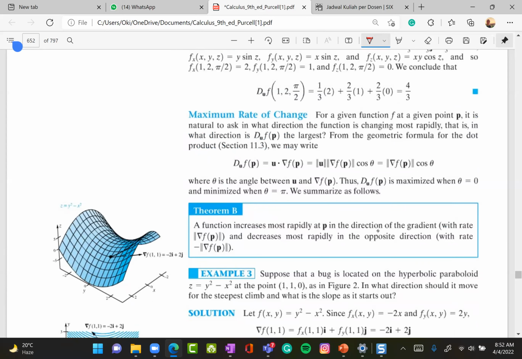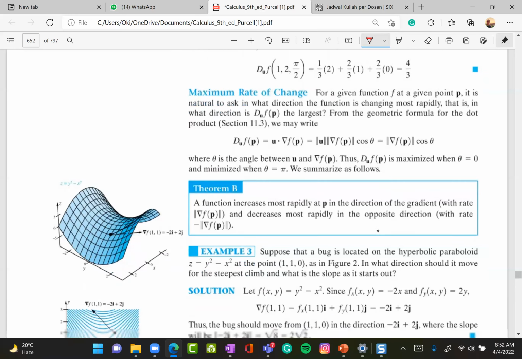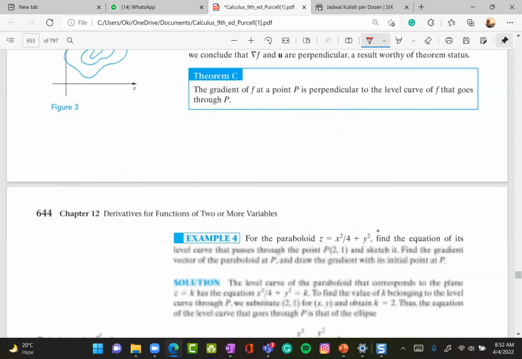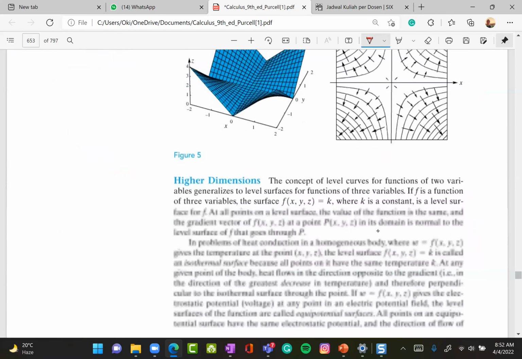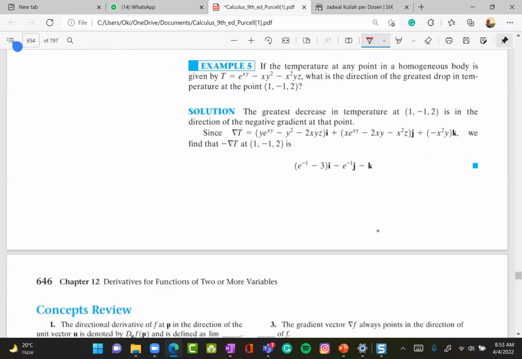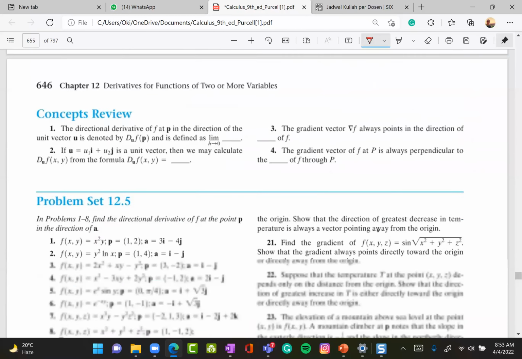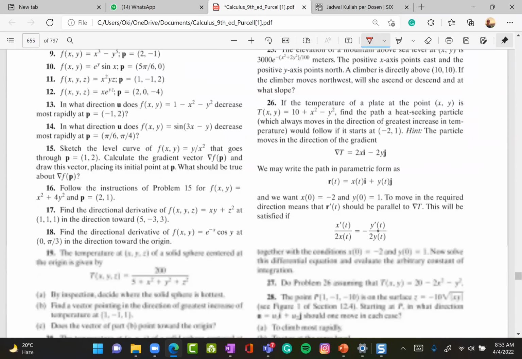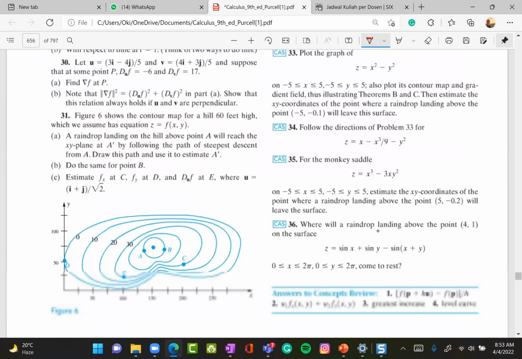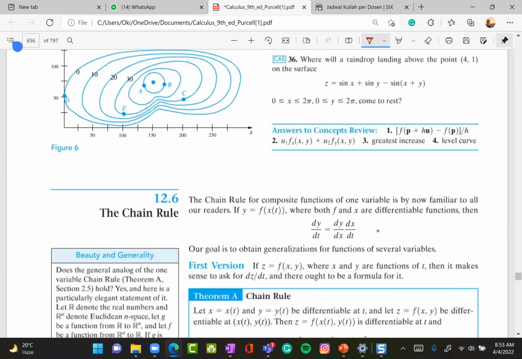All right, so we'll stop here. Let's finish this one tomorrow, the directional derivative, and we'll continue with just a couple more examples of this directional derivative, and the next on the chain rule. Okay, questions?